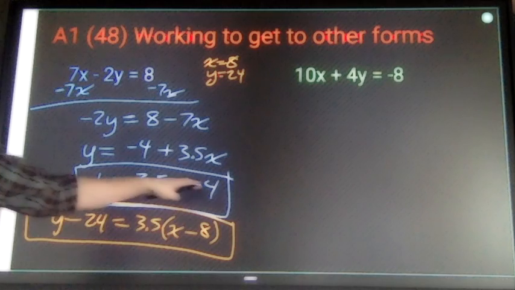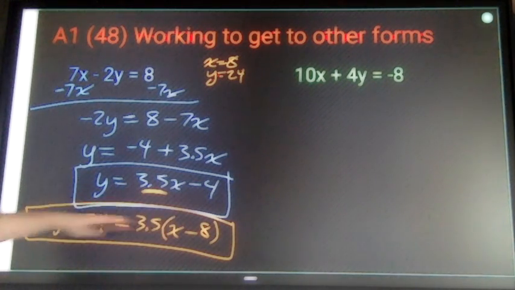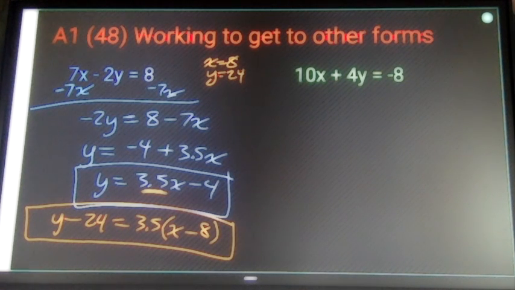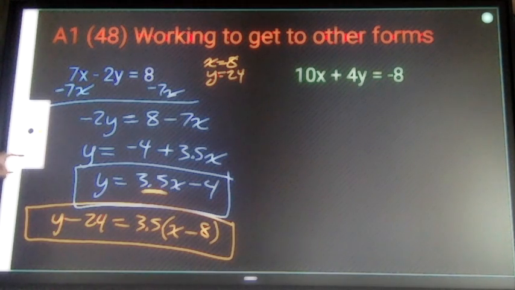All right, see if you can do the same thing with what's in green. First, turn it into slope-intercept form, then turn it into point-slope form. Hit pause and try that. Check yourself against what I do.